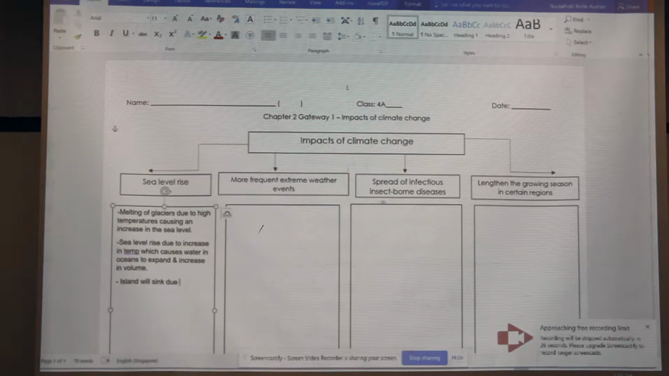Due to flooding. An example that we learned in class, I'm going to show you the video of the islands in Tuvalu. Very good. Example in Tuvalu, the island is sinking.